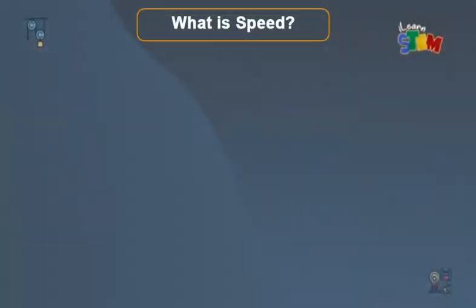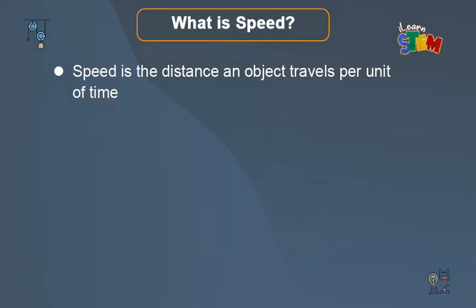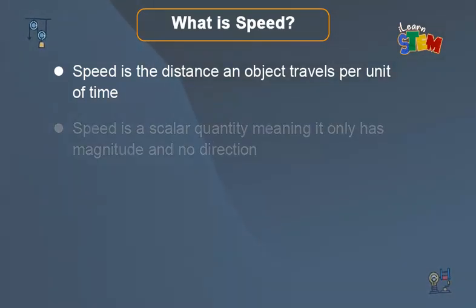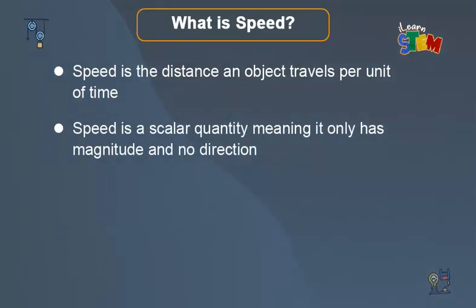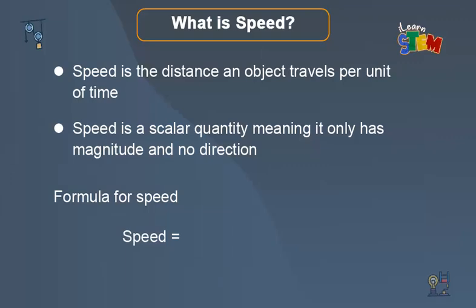Firstly, speed. Speed is the distance an object travels per unit of time. It is a scalar quantity, which means it has no direction, just magnitude. Speed is calculated using the formula: speed equals distance divided by time. It tells us how fast an object is moving, but it doesn't tell us anything about the direction.